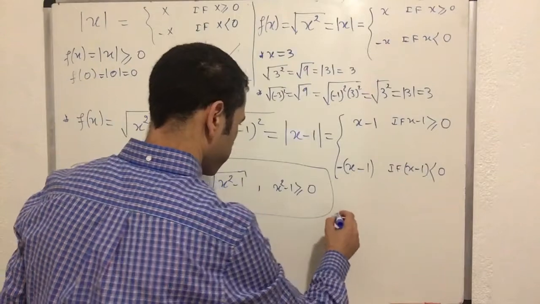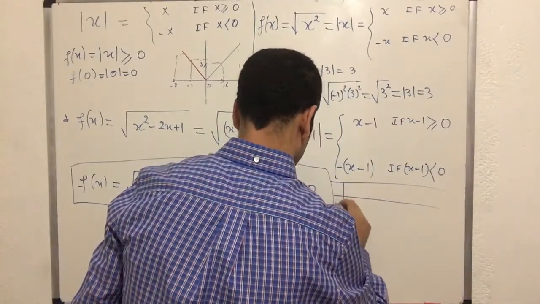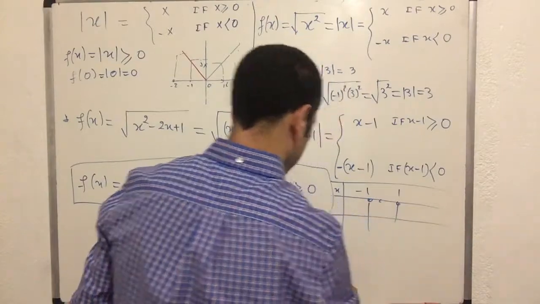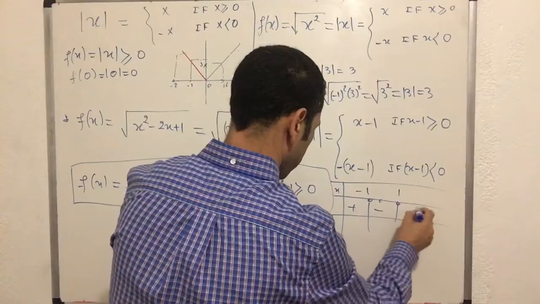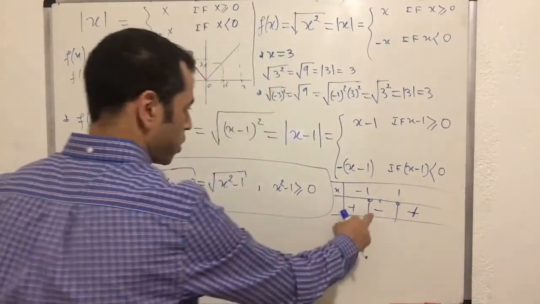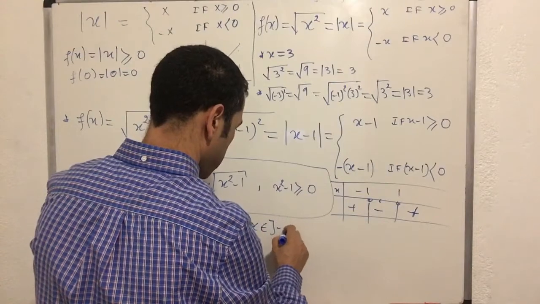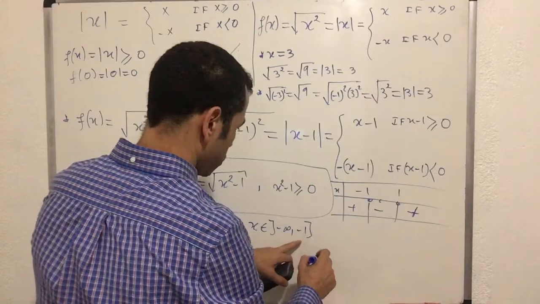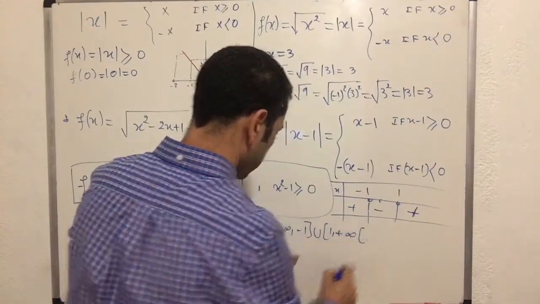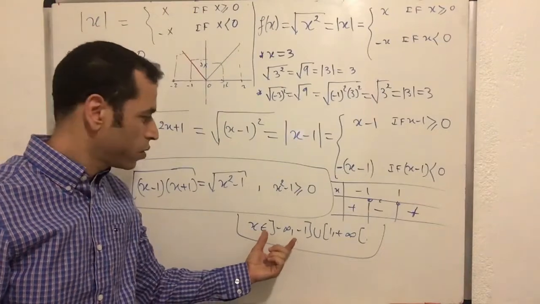If you want to find where x is, let's put it as a table. Put the numbers for x: you have minus 1 and 1. These are the roots of this function. So put positive, negative, positive. These are positive numbers, as you see here, positive, positive. This is negative. So x belongs to minus infinity to minus 1, and minus 1 is included, union 1 to plus infinity. So your x is in this interval.